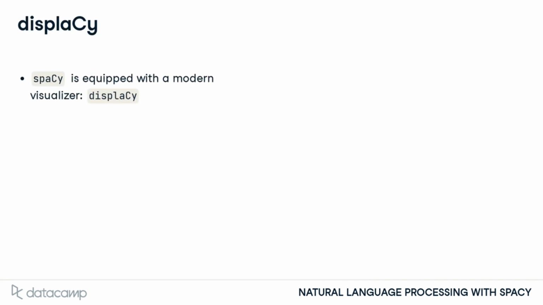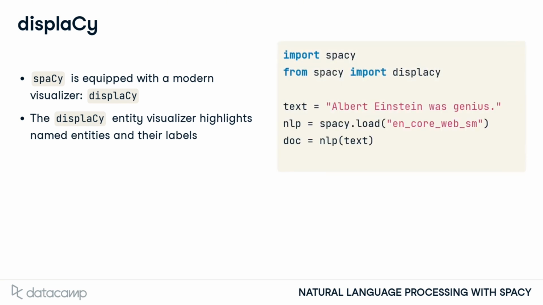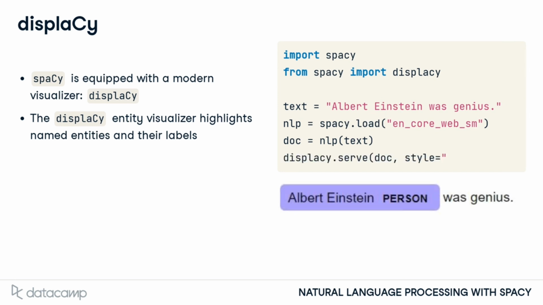We can also visualize these entities using Spacy. Displacy has different visualization options such as the Entity Visualizer, which highlights named entities and their labels in a text. For example, we can use the displacy.serve function to visualize named entities of a previous example, "Albert Einstein was genius." The displacy.serve function takes two arguments, a doc container and the type of displacy visualization, which is ent or entities in this instance.